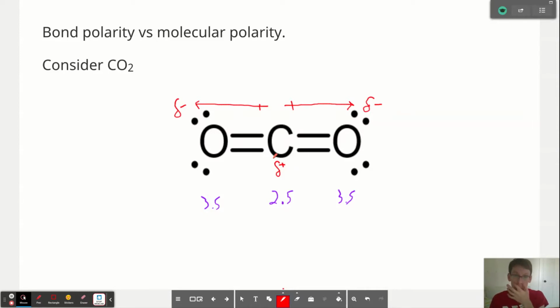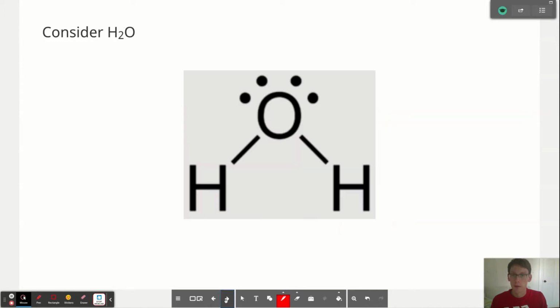So as a result, we have overall no net dipole moment. Net meaning when you add all the bond dipoles together, whatever the result of that would be. But in this case, we have no net dipole moment.